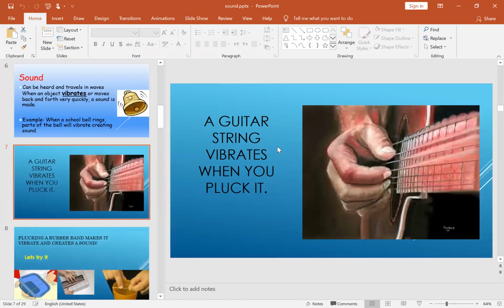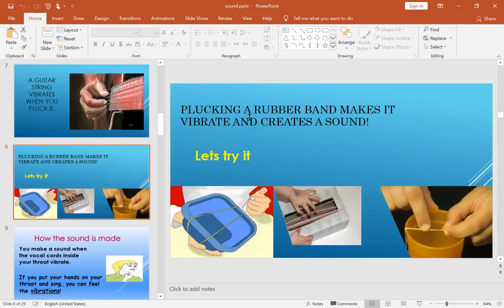Some musical instruments like the guitar and other stringed musical instruments make a sound by plucking. When you pluck the strings of the guitar, they vibrate and make a sound. You can do that at home. Plucking a rubber band makes it vibrate and creates a sound.